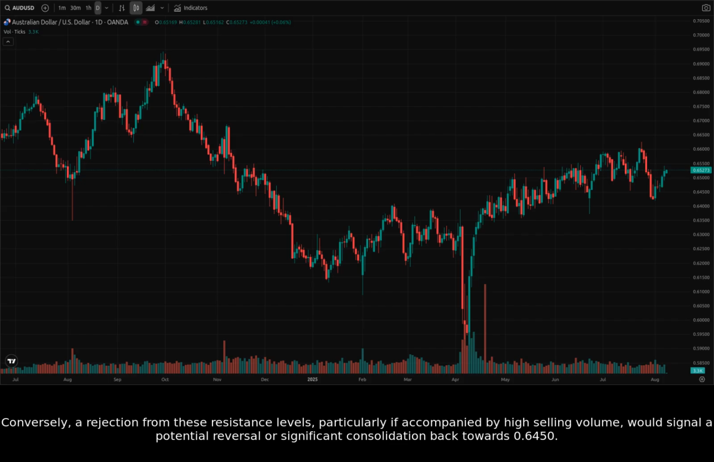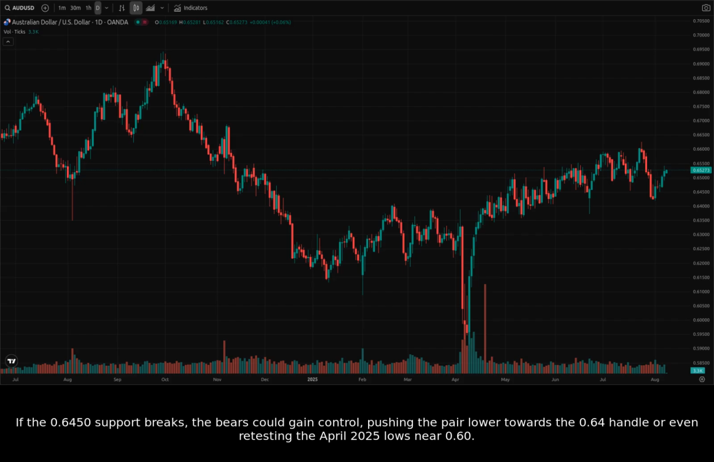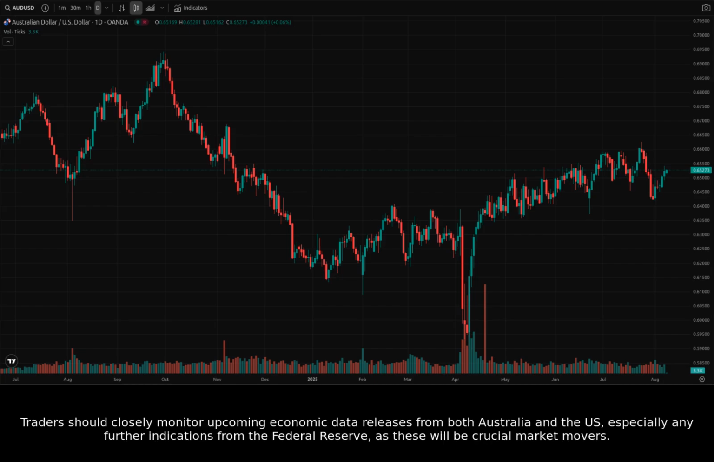a potential reversal or significant consolidation back towards 0.6450. If the 0.6450 support breaks, the bears could gain control, pushing the pair lower towards the 0.64 handle or even retesting the April 2025 lows near 0.60. Traders should closely monitor upcoming economic data releases from both Australia and the US, especially any further indications from the Federal Reserve, as these will be crucial market movers.